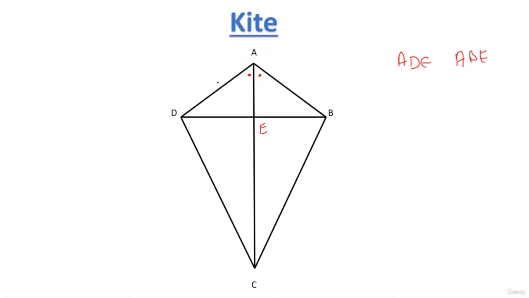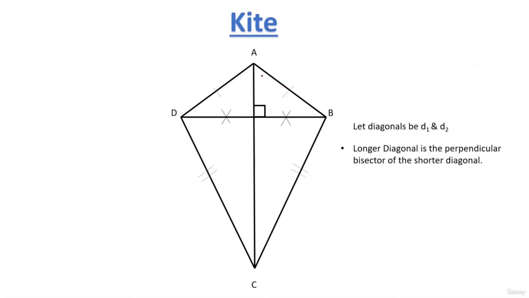For these two triangles, guys, we already know these two sides are equal. This is the common side. That means triangle ADE is congruent to ABE by the side angle side test. This means these two angles will also be equal, but they are also forming a linear pair, which means each angle is 90 degrees, right? Correspondingly DE is equal to BE. That tells us that for a kite, the longer diagonal is the perpendicular bisector of the shorter diagonal. Something which we need to know here, right? So the longer diagonal is the perpendicular bisector of the shorter diagonal.